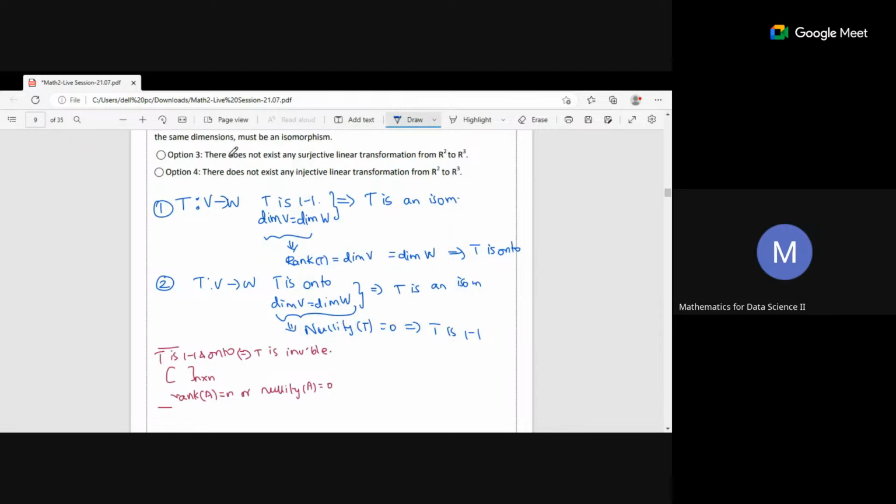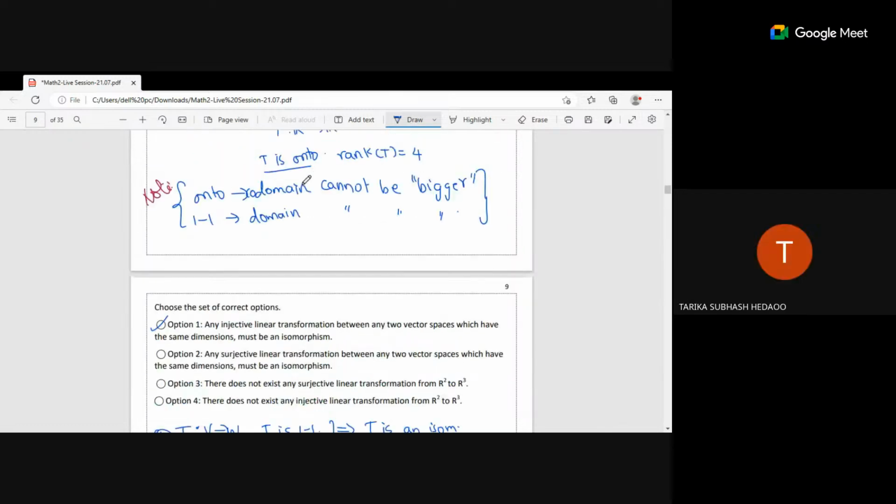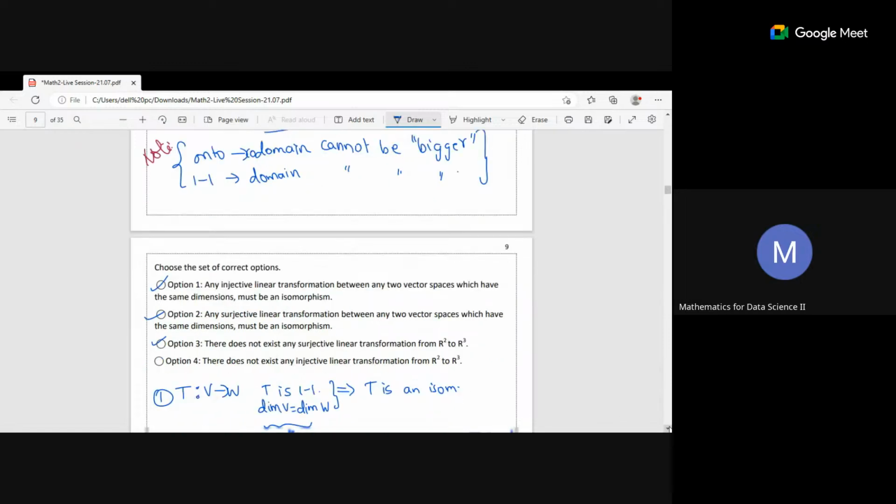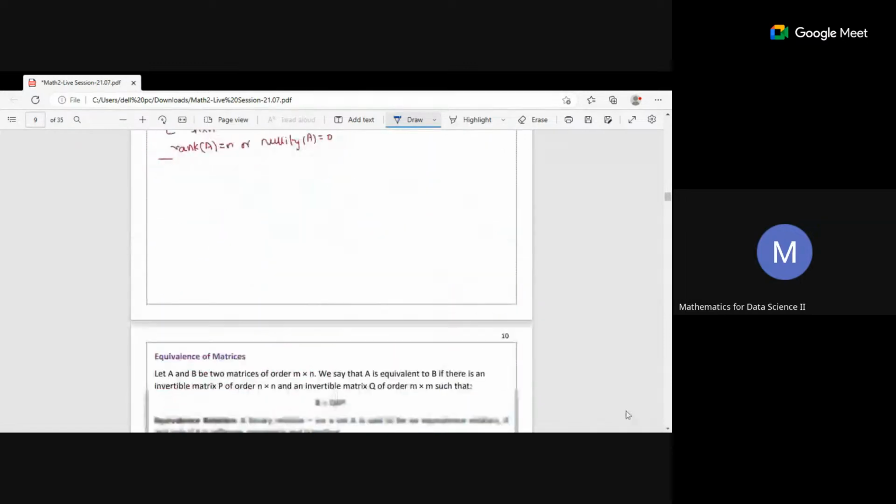So the third option says that there does not exist any surjective linear transformation from R2 to R3. I guess this is what we saw here. If the codomain is bigger, then it cannot be onto. So is this statement correct? Yes. Next: there does not exist any injective linear transformation from R2 to R3. What do you think?